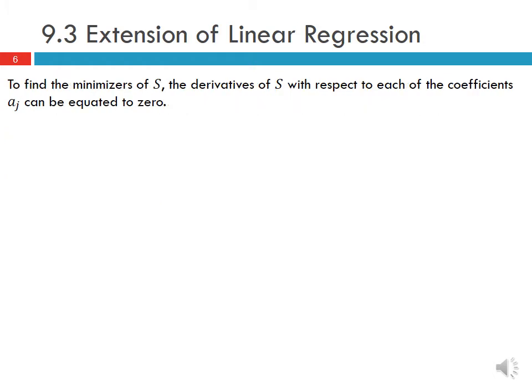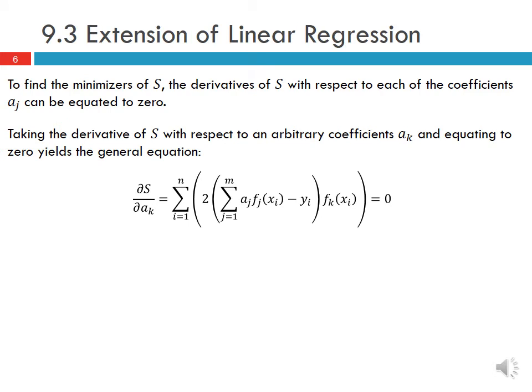So to find the minimizers of S, the derivatives of S with respect to the coefficients aj can be equated to 0. So taking the derivatives of S with respect to an arbitrary coefficient ak and equating to 0 yields the general equation here. So partial S by partial ak is equal to the sum as i goes from 1 to n of 2 times the sum as j goes from 1 to m, aj fj of xi minus yi, multiplied by fk of xi. And we're going to set that equal to 0. So this gives us m equations in our m unknown coefficients.